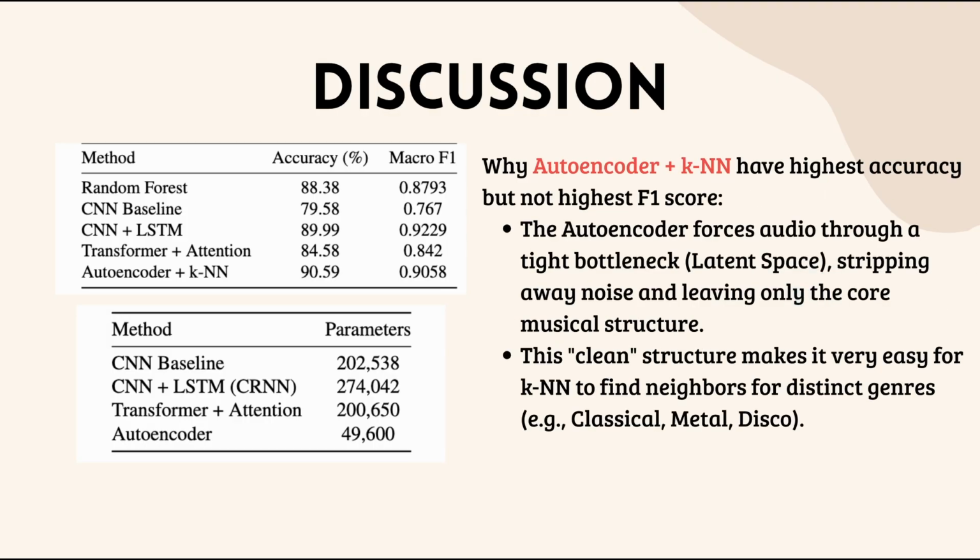And our autoencoder plus KNN model achieved the highest overall accuracy of nearly 91%. And we believe that the answer lies in the denoising property that the autoencoder has. Because the autoencoder is forced to compress the audio into a tiny latent vector, it cannot afford to memorize background noise or recording static. It naturally strips that information away. So this leaves a very clean geometric representation of the songs. And for distinct genres like classical or metal, this makes the clusters incredibly tight and easy for KNN to classify. Essentially, the model runs up the score on these distinct genres, which drives the total accuracy number very high.